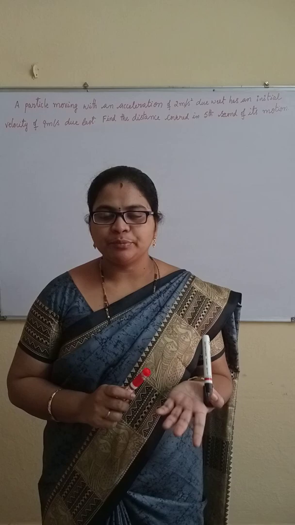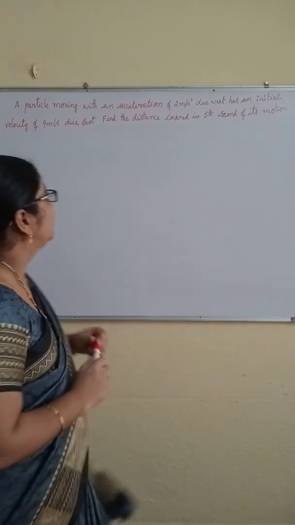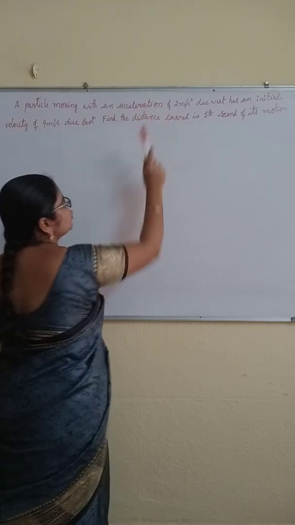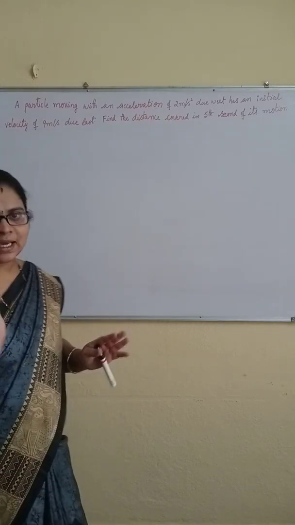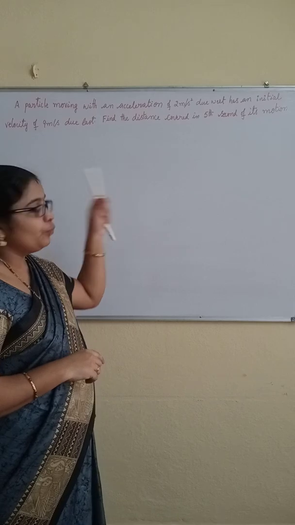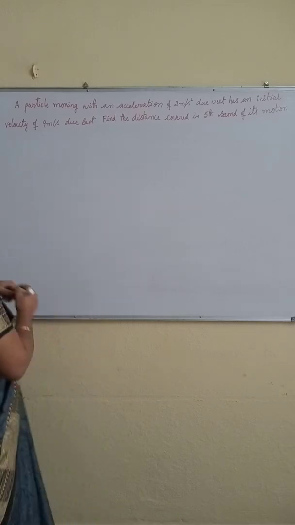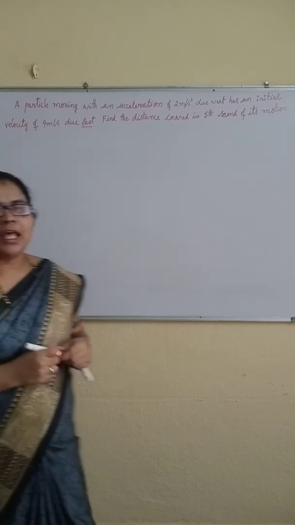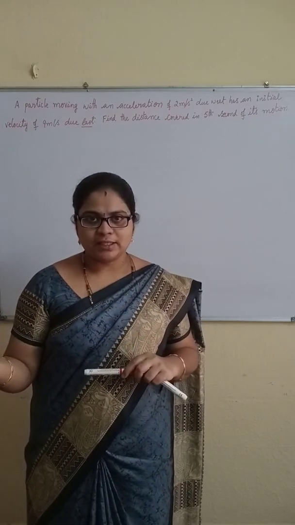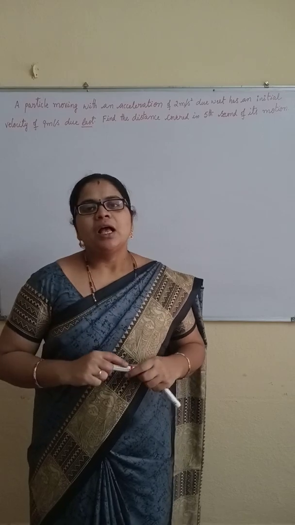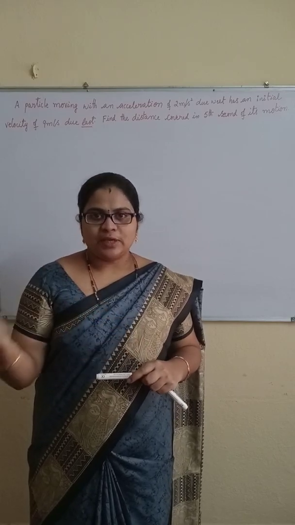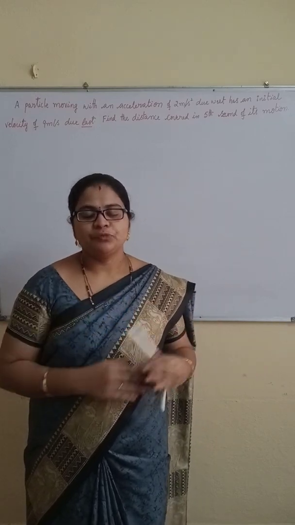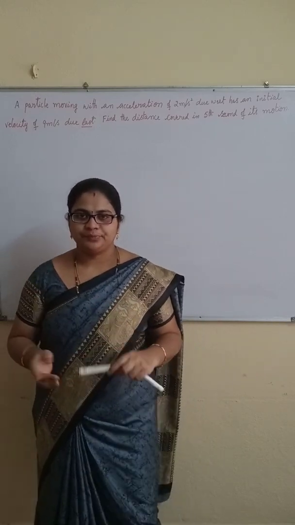We are discussing lesson number 2 and let's see another problem. Here a particle is moving with a constant acceleration of 2 meter per second square. The acceleration is due west, and it has an initial velocity of 9 meter per second due east. See, acceleration is towards west, initial velocity is towards east. So these two are in opposite directions.